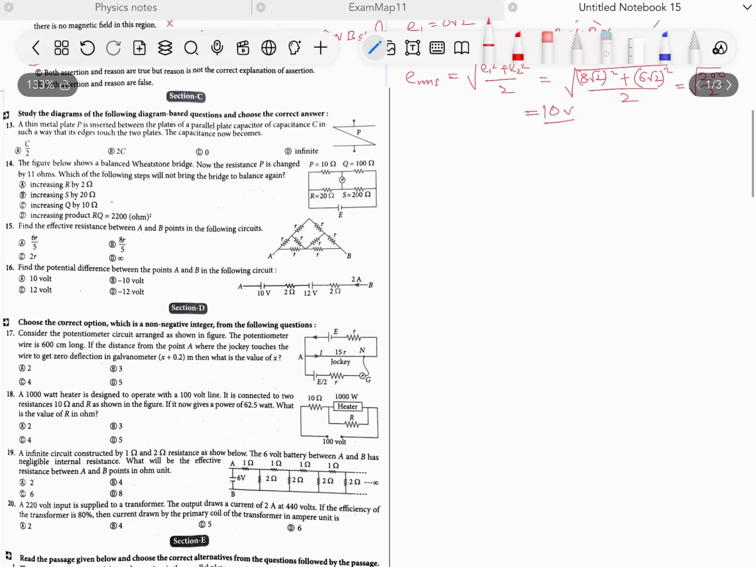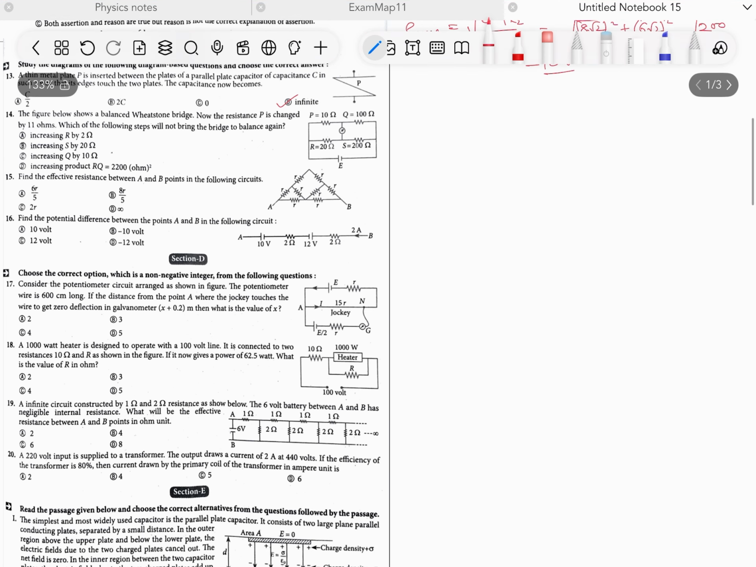Okay. Now question number 13. A thin metal plate of thickness P is inserted between the plates of a parallel plate capacitor of capacitance C in such a way that the edges touch the two plates. If these plates touch, then the capacitance will become infinity, because it will behave like a conductor, and a conductor has capacitance of infinity.